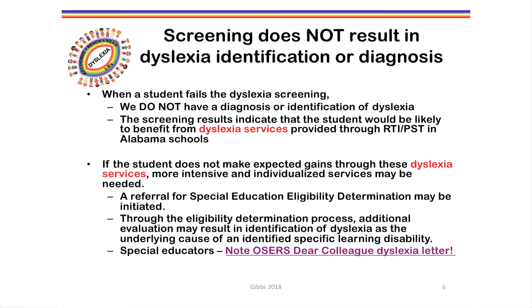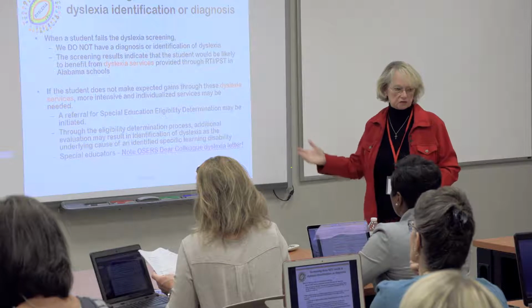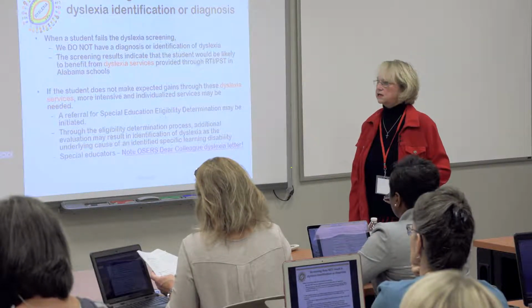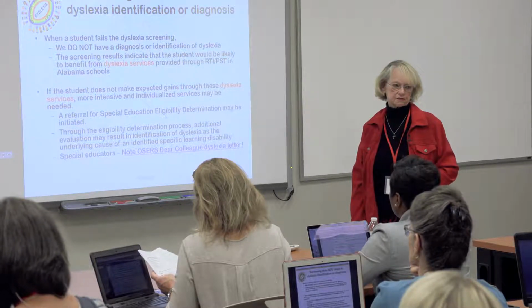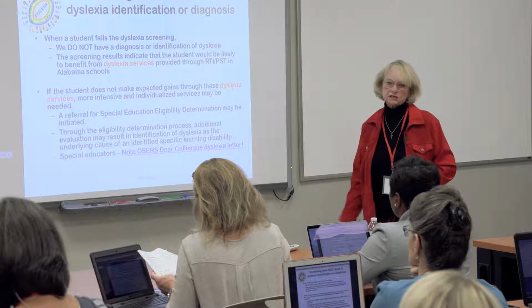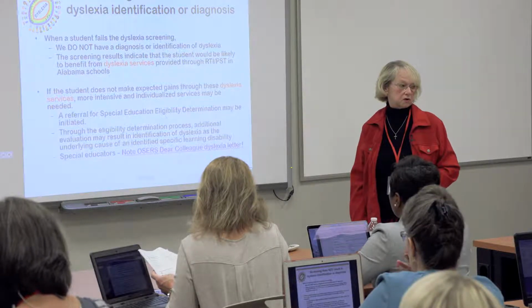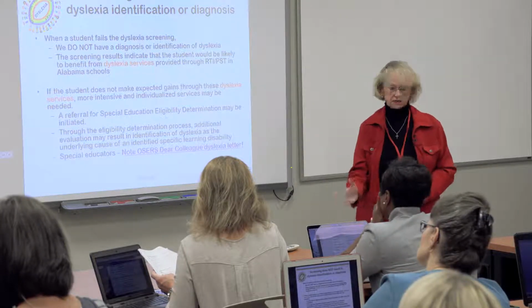So, anyway, when a student fails a dyslexia screening, we have not diagnosed them, we've not identified them, so don't get anxious. Everybody can do this. The only thing the screening results indicate is that this child is likely to benefit from dyslexia services. That's all. So in RTI, it sort of says, hey, do it this way. They'll probably benefit because their characteristics look like they shape up to this. It points us in a good direction for RTI, is the idea.